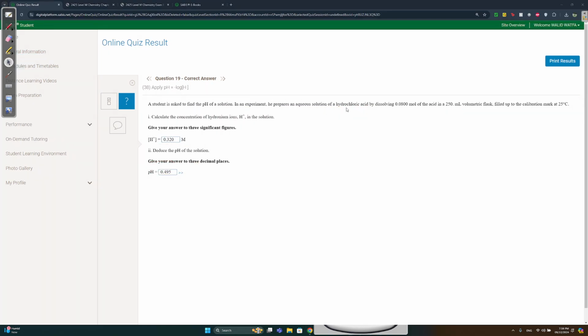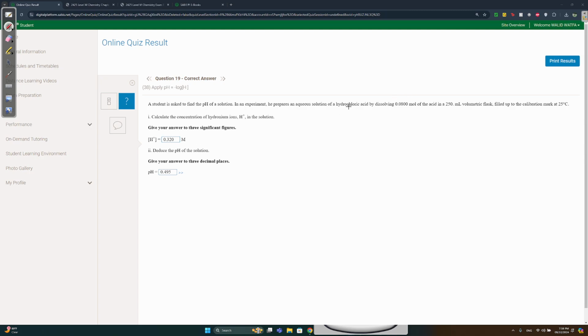A student is asked to find the pH of a solution. In this experiment, he prepares an aqueous solution of hydrochloric acid by dissolving 0.08 moles of the acid in 250 ml. First, they said calculate the concentration of H plus. How do you find the concentration of H plus? Same thing we've been doing.